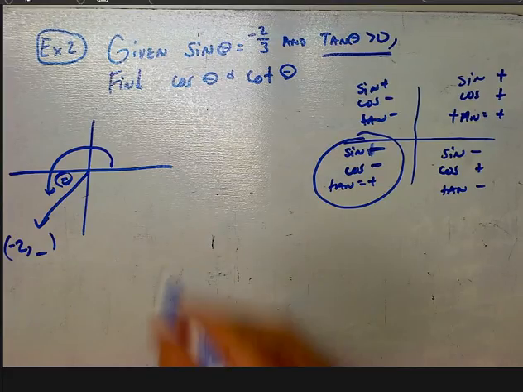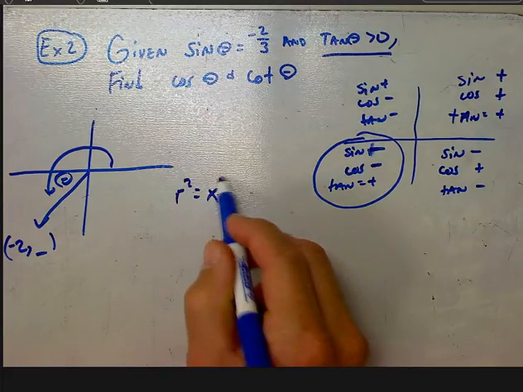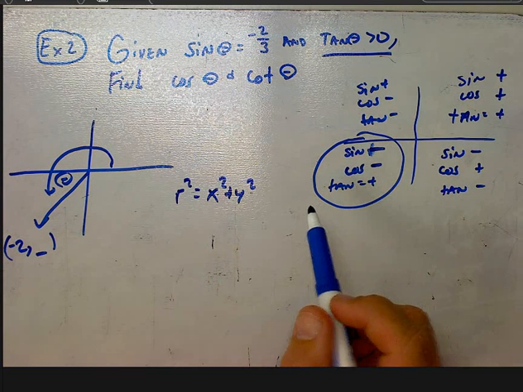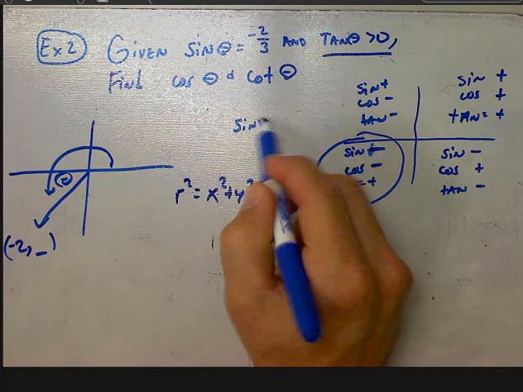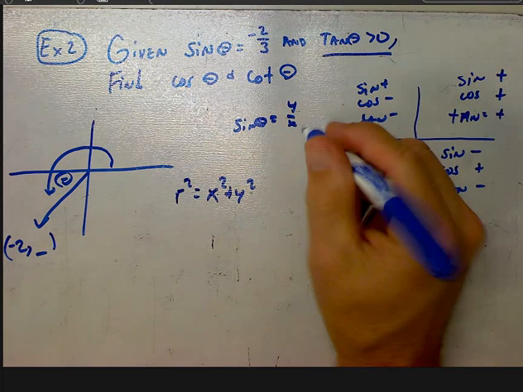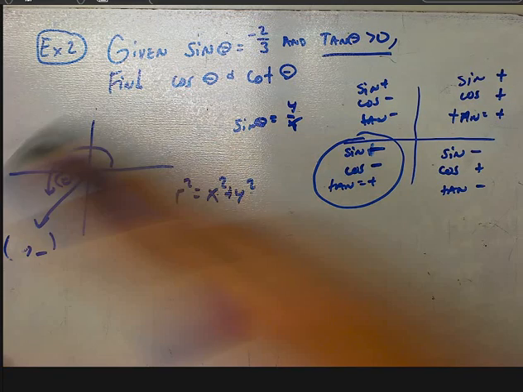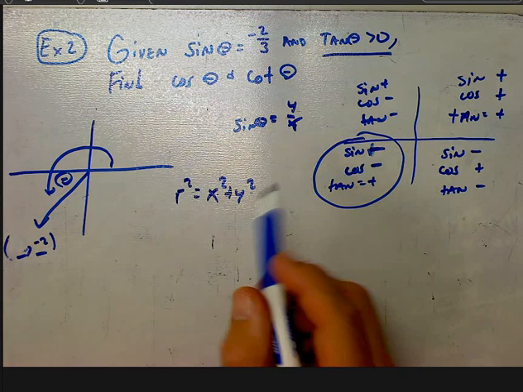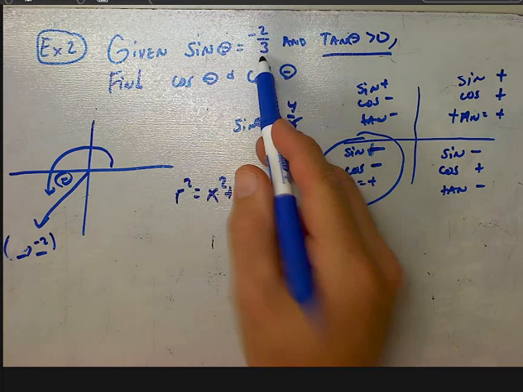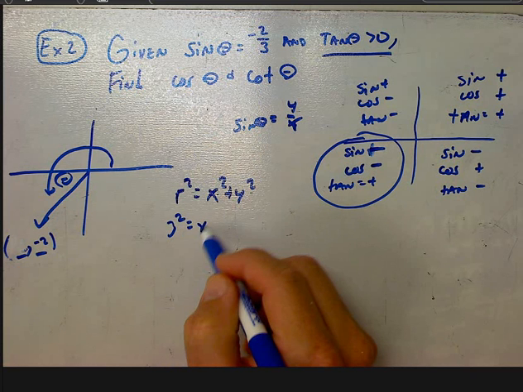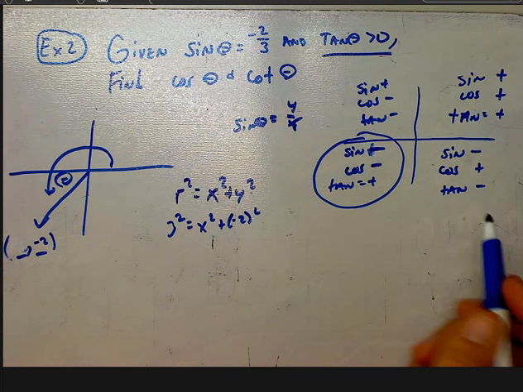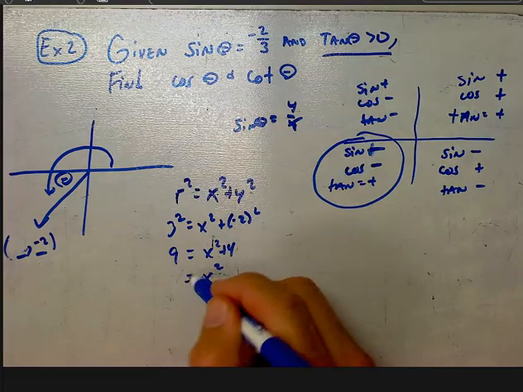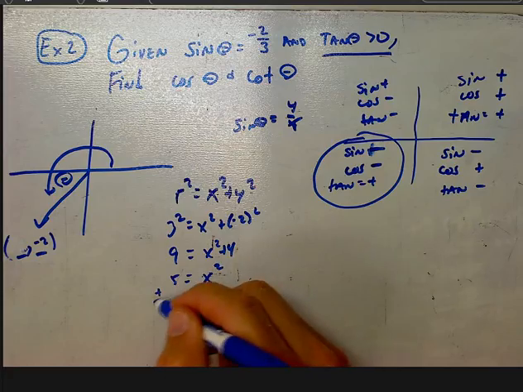And so I'm going to use the formula r squared equals x squared plus y squared, knowing that r value, since sine is y over r, excuse me, this should have been something comma negative 2. We don't know what x is yet. So r is 3, and so 3 squared equals x squared plus negative 2 squared. 9 equals x squared plus 4. X squared equals 5, so x equals the positive or the negative square root of 5.